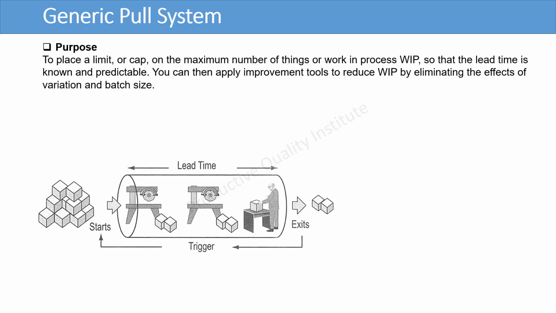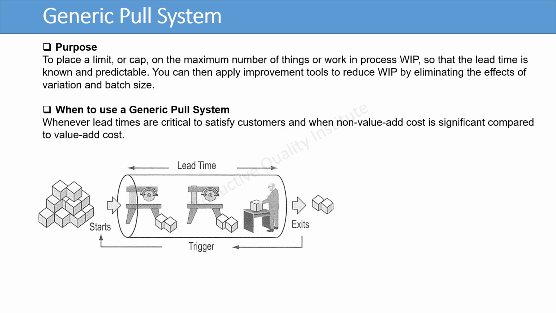The purpose of using a generic pull system is to place a limit, or cap, on the maximum number of things, or work in process, WIP, so that the lead time is known and predictable. Then, you can apply improvement tools to reduce WIP by eliminating the effects of variation and batch size. When to use a generic pull system? Whenever lead times are critical to satisfy customers, and when non-value-add cost is significant compared to value-add cost.